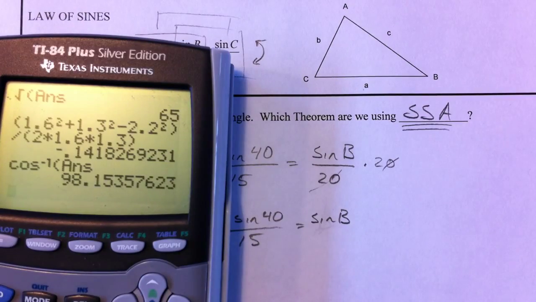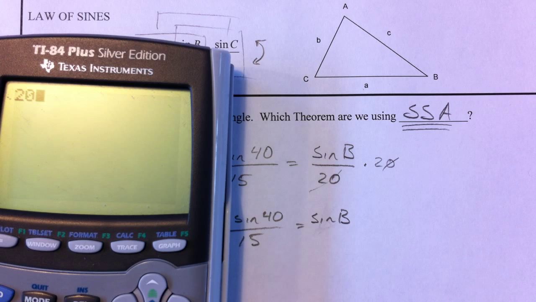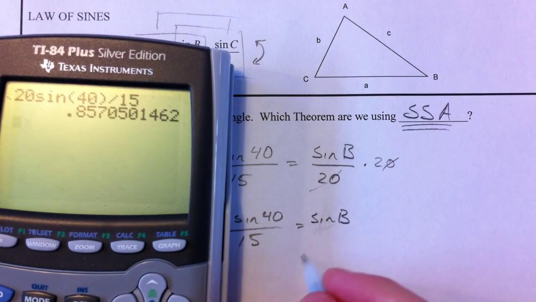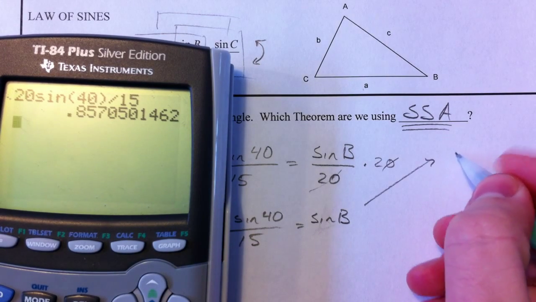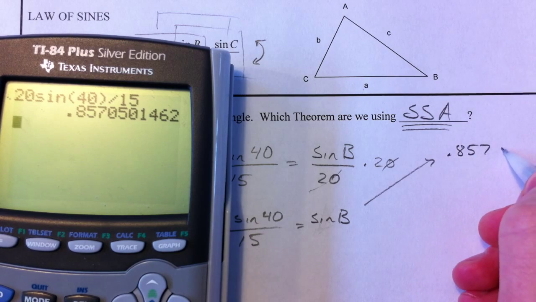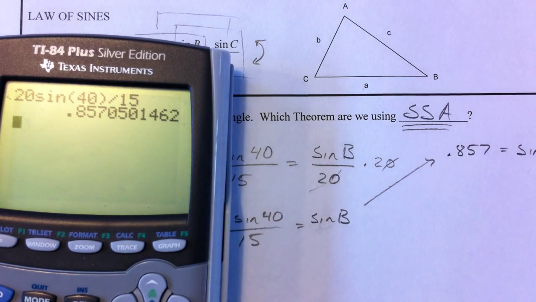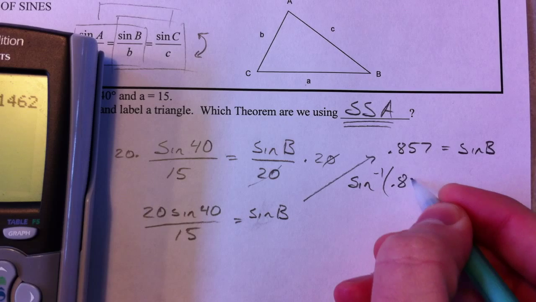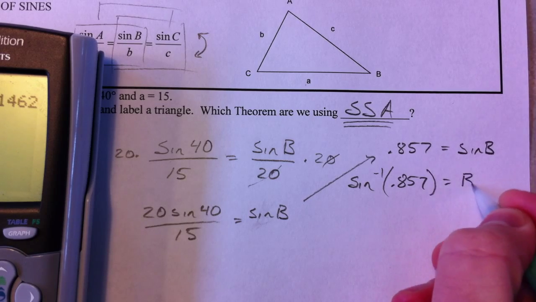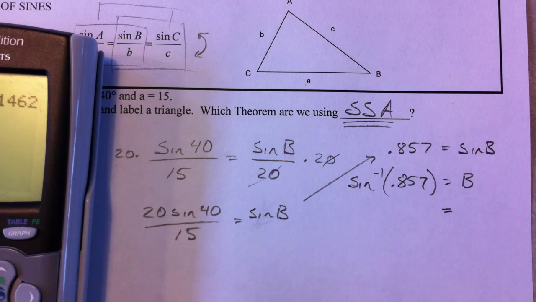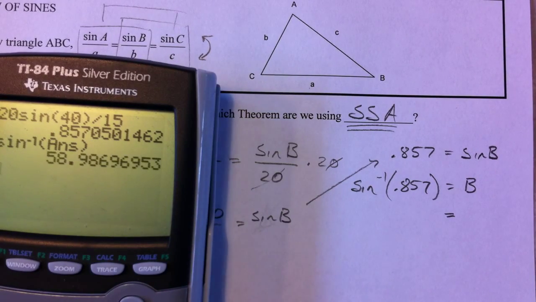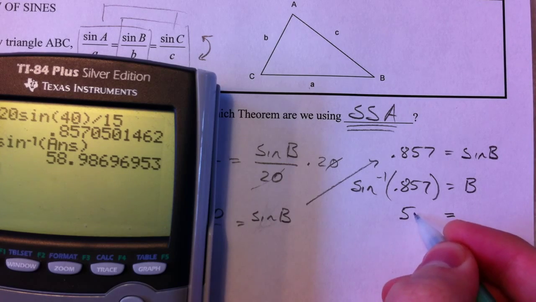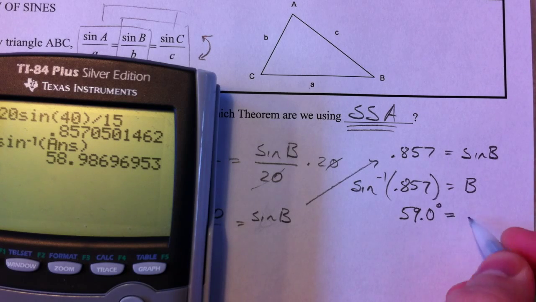So again, we're dealing with degrees, and so we want to be in degree mode. 20 times the sine of 40 divided by 15. And so we have 0.857 equals the sine of B. Remember, we find the angle by doing inverse sine. Inverse sine of 0.857 will give us angle B. Inverse sine of the answer gives 58.98. So if I round to the nearest tenth, it'll be 59.0 degrees.